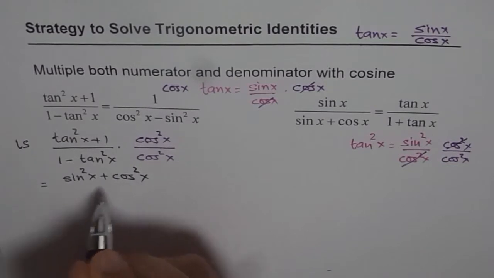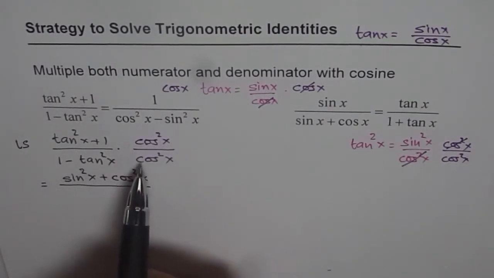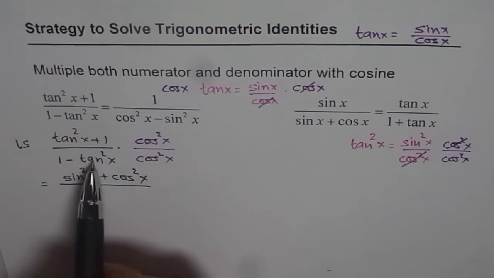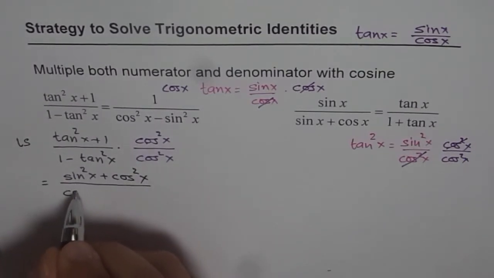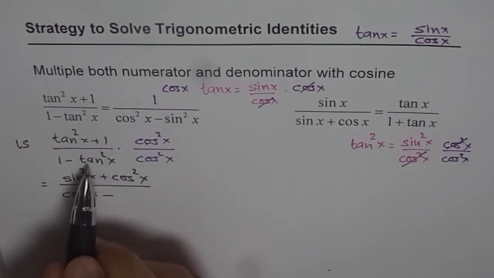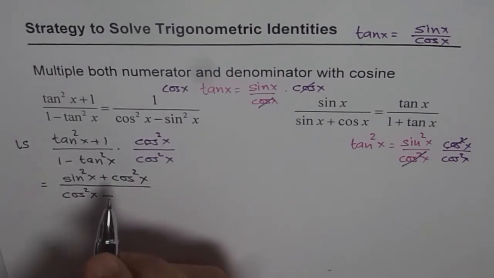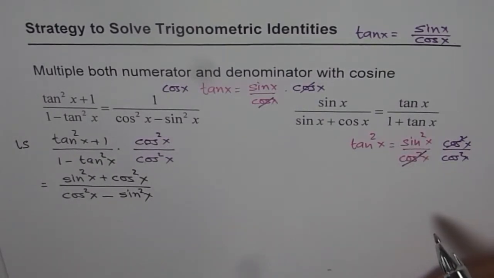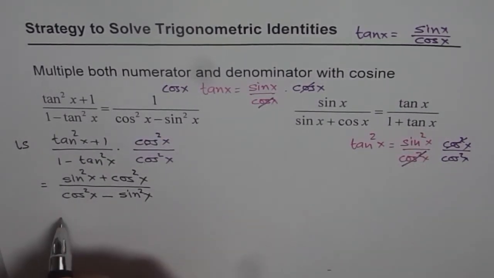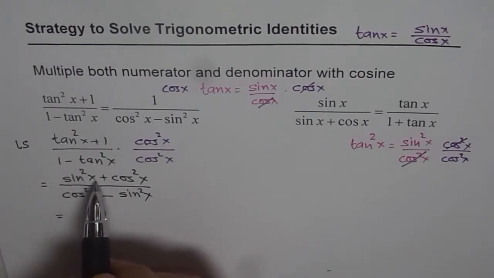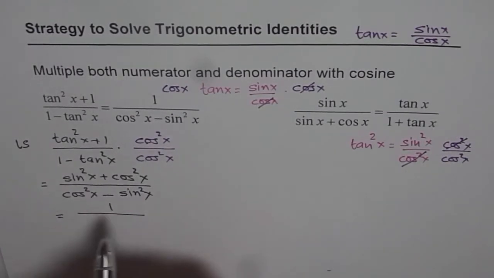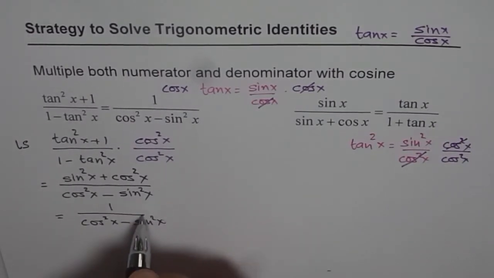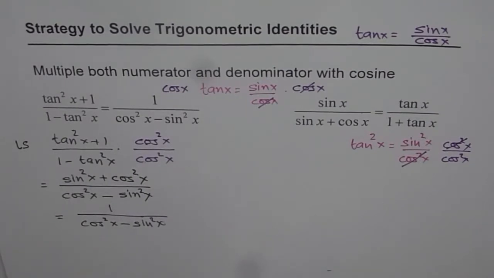In the denominator, I'm multiplying both terms with cos square x. So I get cos square x minus tan square x times cos square x, which is sine square x. Do you get the idea? That is what I'm trying to use. Now in just one step, I get my answer: sine square x plus cos square x is 1, over cos square x minus sine square x. Do you see the result? It is that effective. Let's see it once again.